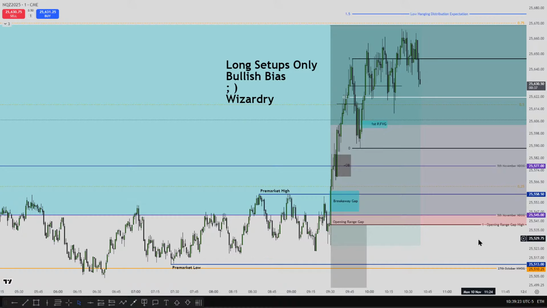Like, fair value gaps. He taught that a little bit wrong in one of his videos. And it was something very basic on when you expect a fair value gap to be traded back into. So, yeah, no.